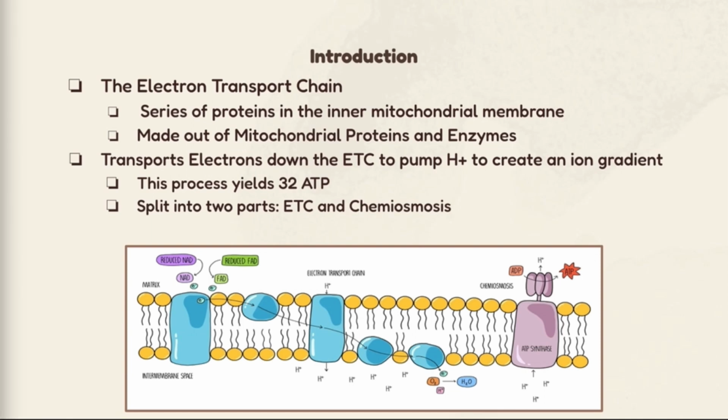The ETC is a series of proteins in the inner mitochondrial membrane, and it consists of specific mitochondrial proteins and enzymes. Some examples here are NADH reductase and cytochrome reductase. The process transports electrons down the ETC to pump hydrogen ions into the intermembrane space, creating an ion gradient. The process is split into two parts. After coupled redox reactions, ADP is phosphorylated into ATP through a process called chemiosmosis.